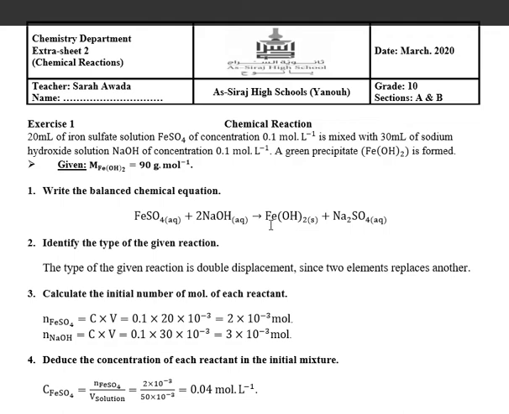Here we have 1 Fe in the products and 1 Fe in the reactants, 1 SO4 in the reactants, and 1 SO4 in the products.